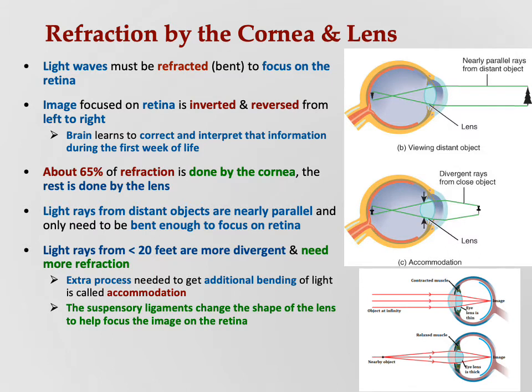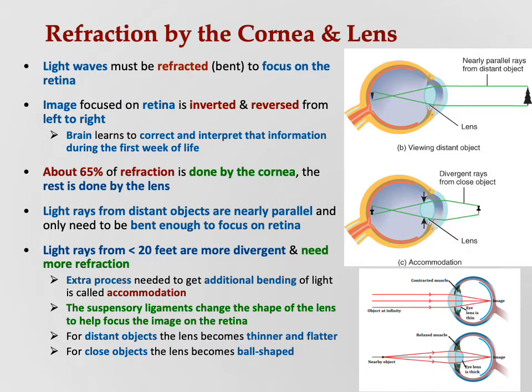Suspensory ligaments change the shape of the lens to help focus the image on the retina. So for distant objects, the lens is thin and flat. In order to focus up close, the lens becomes more ball-shaped, as you can see in the lower right illustration there. That's what happens when the suspensory ligaments pull on the lens, they take the pressure of the fluid in the eye off of it and allow it to bunch up and become thicker. So that's what's going on. Most of the time, if you're looking at things more than 20 feet away, your cornea does all the bending you need. It's once things get close that you need more.